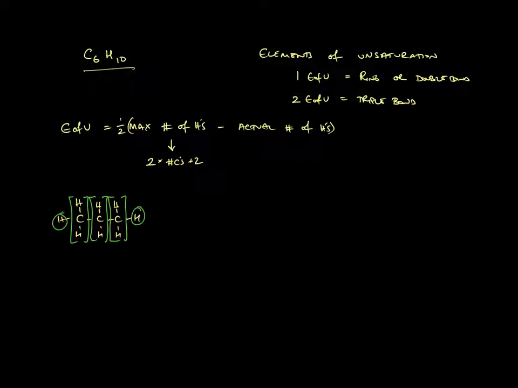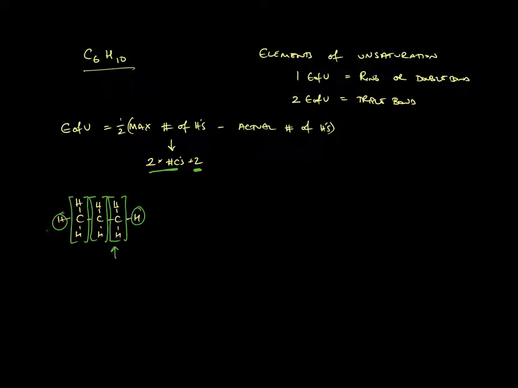And so the way that this works out is this plus 2 comes from the fact that there's just 2 hydrogens at the end. And the 2 times the number of carbons comes from the fact that every time you add another carbon, you add 2 more hydrogens. So the maximum number of hydrogens will be, you take the number of carbons and multiply it by 2 because every carbon brings 2 more hydrogens, and then you add 2 to it just because there's 1 on each end.